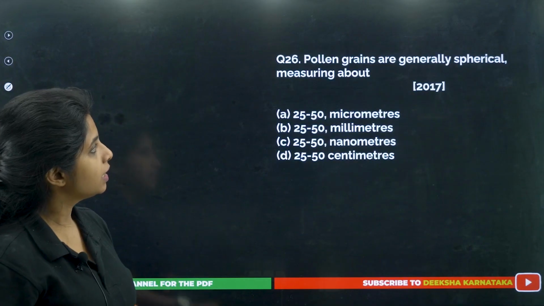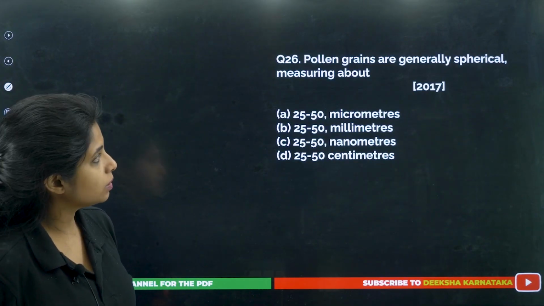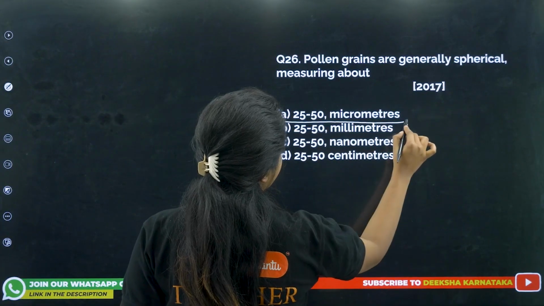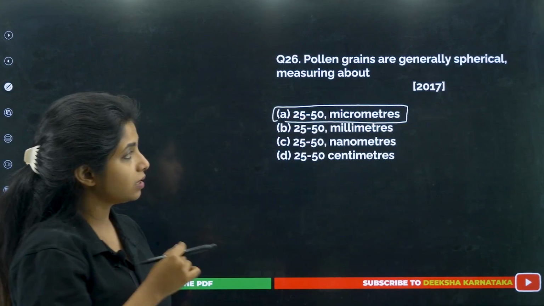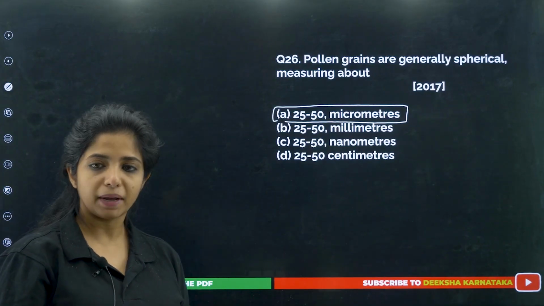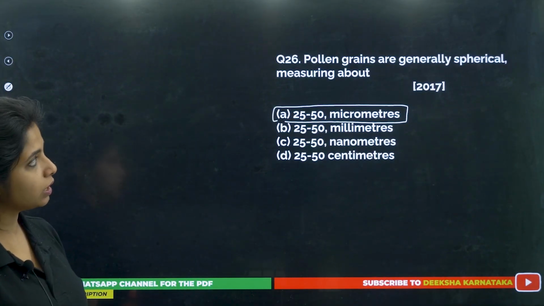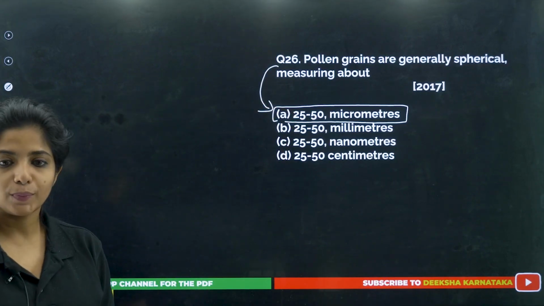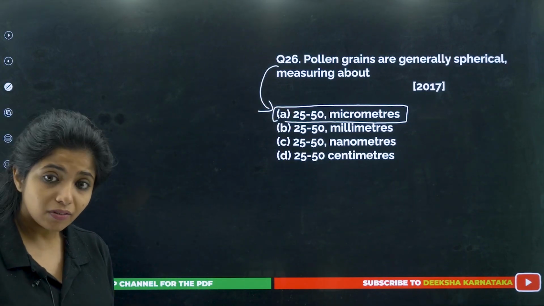Next, pollen grains are generally spherical, measuring about, what is the size? 25 to 50 micrometers. That's a direct question. So pollen grains are generally spherical, measuring about 25 to 50 micrometers. 2017 question.